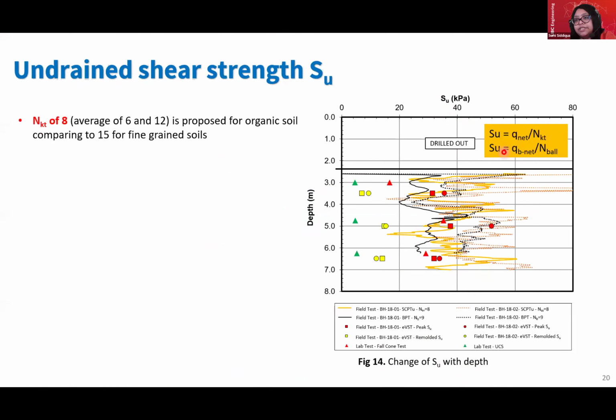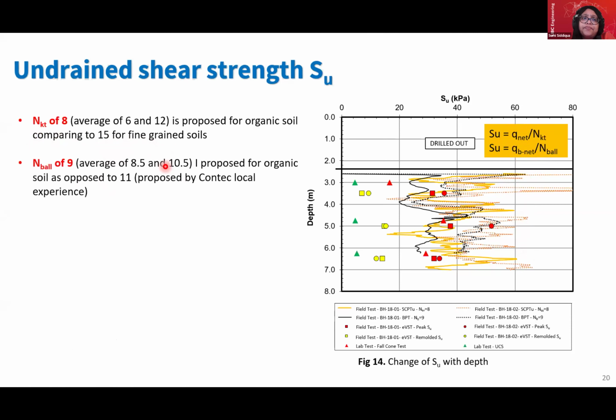The relationship here is that undrained shear strength is related to the tip resistance with respect to the parameter NKT. If you are using the ball penetrometer, then it is related to the ball coefficient N ball. The NKT value we have seen is 8; an average value between 6 to 12 is usually proposed for organic soil, compared to the 15 that we use for fine-grained soil. We also saw an N ball value of 9, average between 8.5 to 10.5, proposed for organic soil, as opposed to 11, which is for fine-grained soil, which Contech, the company that uses the field test data, typically uses for this type of soil.